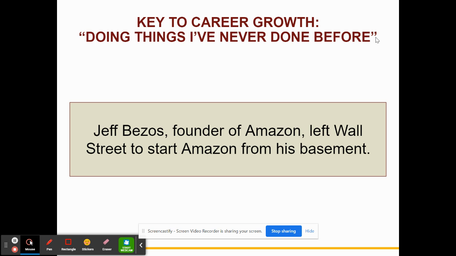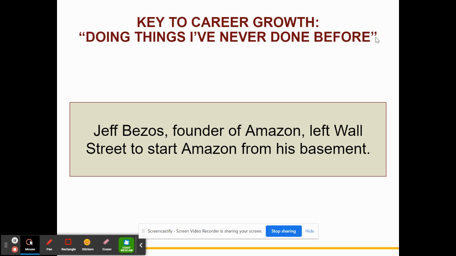We talked about keys to career growth, right? Doing things you've never done before. Jeff Bezos is an example of this. Bezos, obviously the former CEO of Amazon, is still on as an advisor. However, he founded Amazon. He actually left a job as a Wall Street investment banker, which is, for those of you who don't know, a very lucrative career. And by lucrative, we mean making a lot of money.